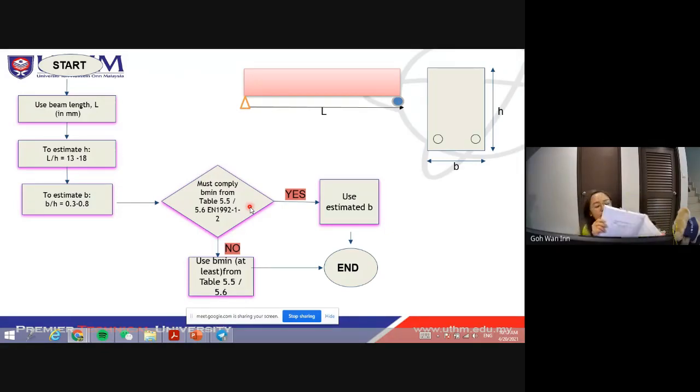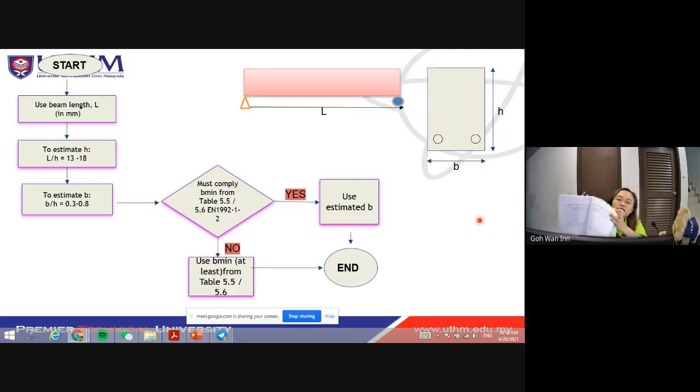Okay. So everyone, can you try to find it? Once you find it, you can raise up your hand and tell me, because later we need to use this. So everyone, you can take out your Eurocode and take a look at Table 5.5 and 5.6. Have you found the Eurocode tables 5.5 and 5.6?